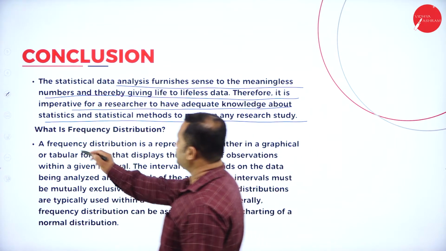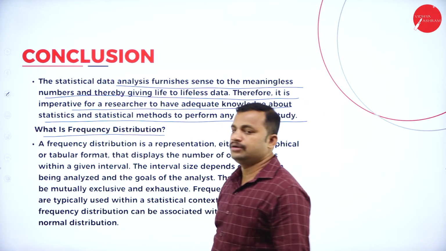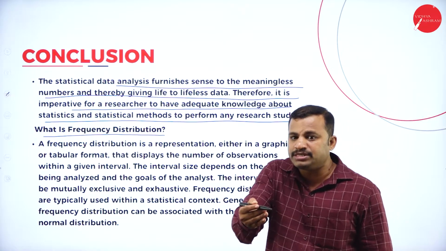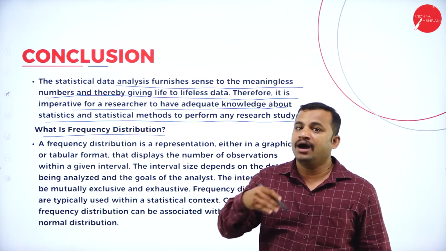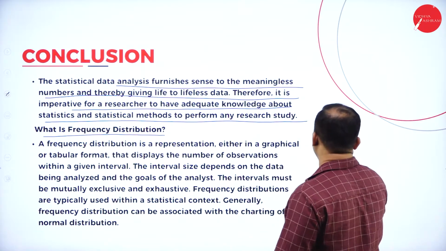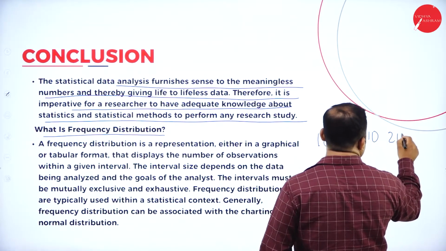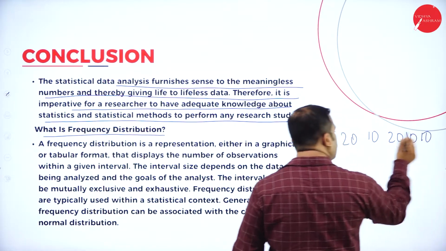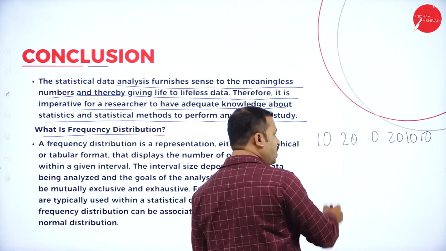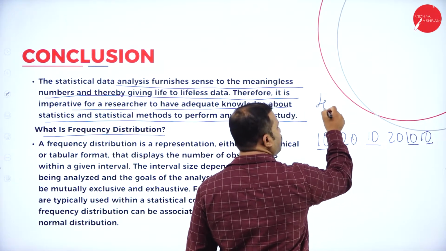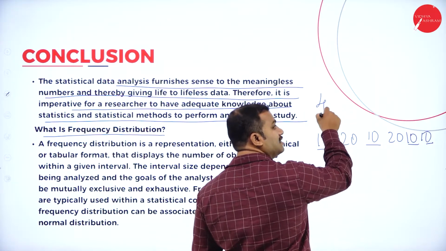Then, what is frequency distribution? Let me tell you the meaning of frequency. Frequency means a very often occurring data item. For example, if there are values 10, 20, 10, 20, 10, 10. Here, what is the frequency of occurrence of the data item 10? 4 times the data item 10 is occurring.